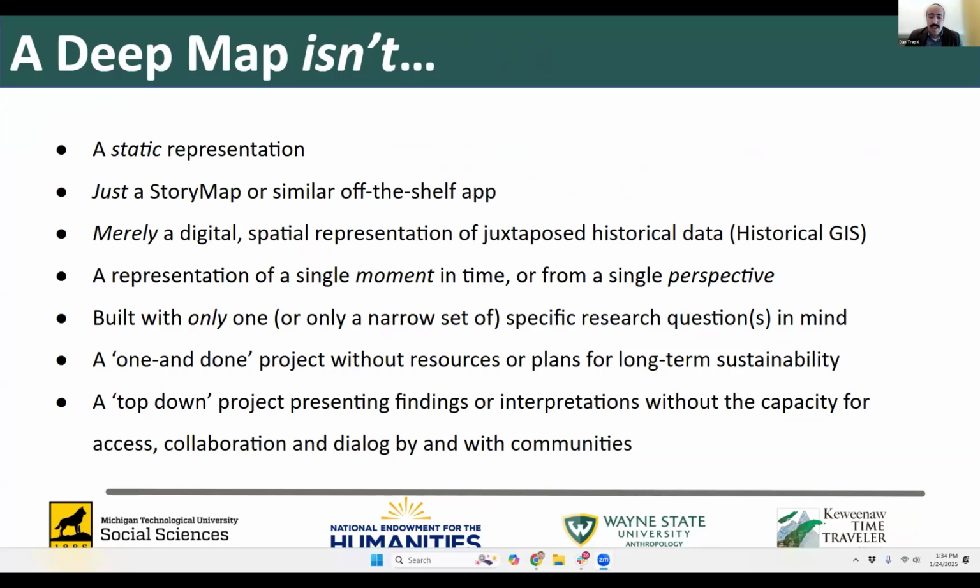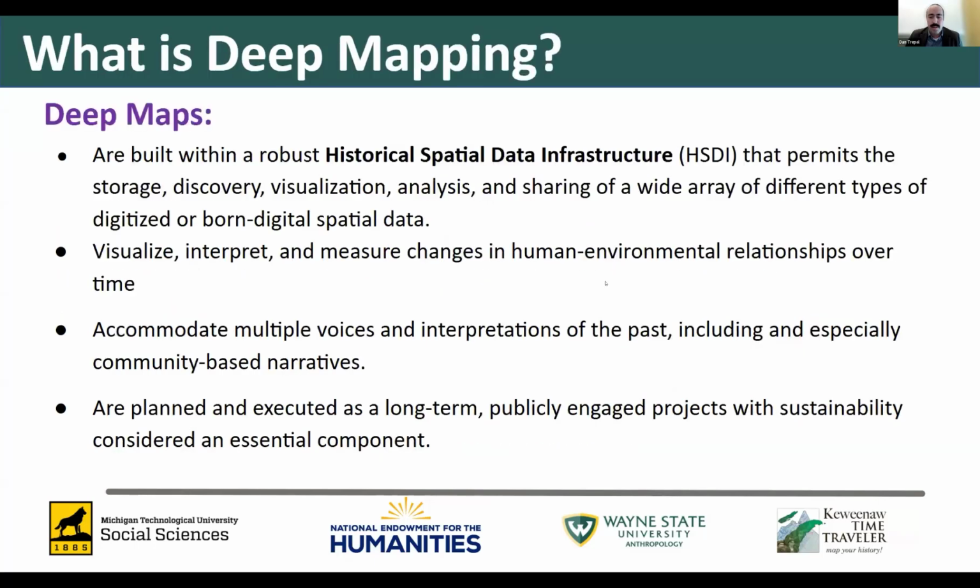So the last point on the previous slide, if you can back up one, Don, was just that an essential characteristic of deep maps is public engagement in a long-term sustainable way that's not unidirectional. We usually characterize it as collaboration above all else. So it is a genuine collaboration. Next slide.